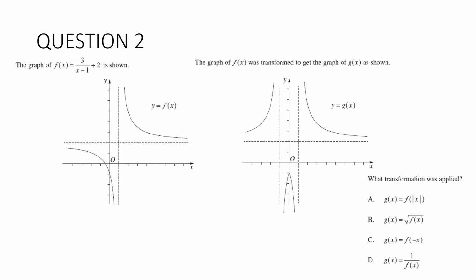Question 2. The graph of f(x) = 3/(x − 1) + 2 is shown. The graph of f(x) is transformed to get the graph of g(x) as shown. What transformation is applied? So we need to go through each of these individually. So let's start with A. What does f of the absolute value of x mean? If we put in negative values of x, we're going to strip that negative off before we put it into the function. So we're only ever going to put positive values into the function.